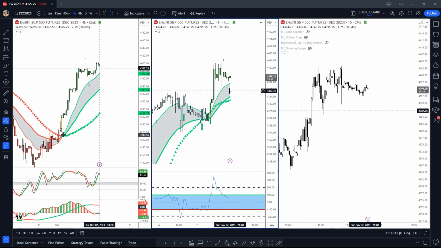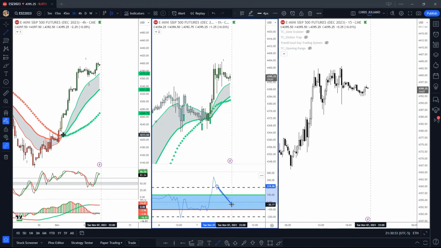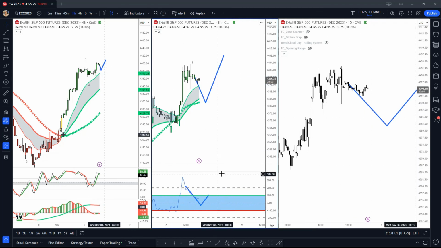On the pullbacks into the TrendCloud, we don't want a CCI cross below negative 100. We want to see it go into that blue shaded area and then bounce back out. So we want to see this type of thing. So that's what you want to take a look for on that middle time frame.